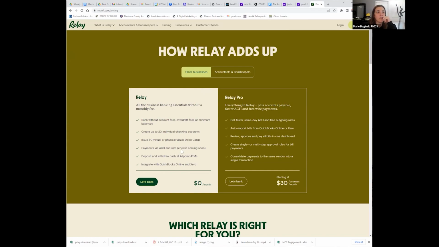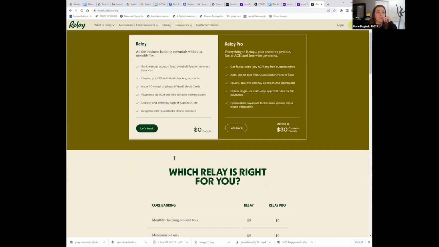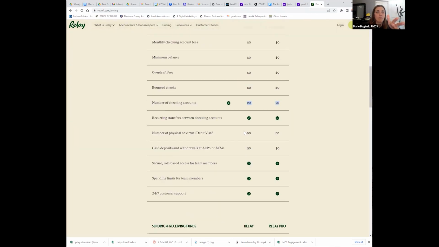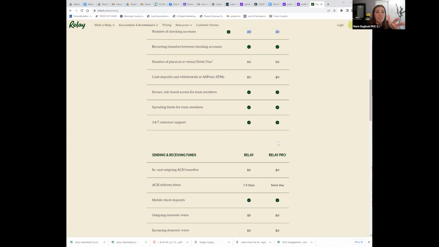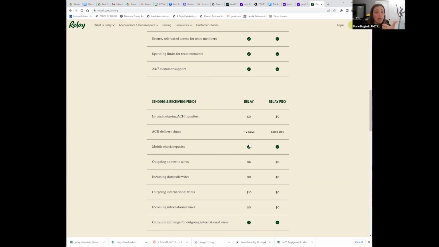ACH and wire transfers, they do charge a small fee for those, but we get lots of that. And basically you can see here, you get up to 20 accounts, no matter if you do Relay or Relay Pro. There's really not much of a difference that would make me pay the $30 a month for Relay Pro. The ACH does take a day or two with the free ones, but I pay all of our contractors through this app as well.